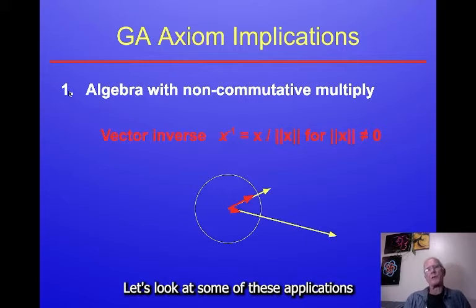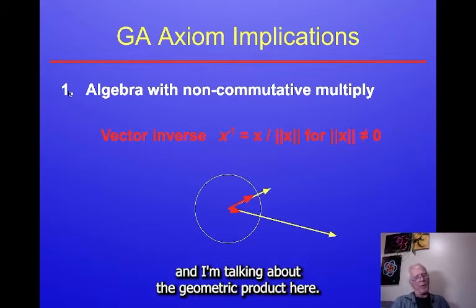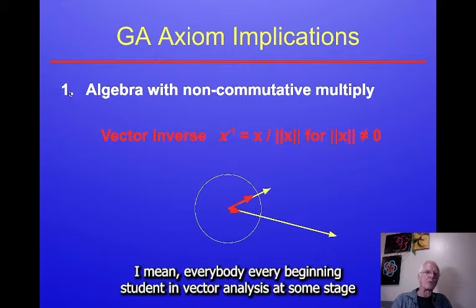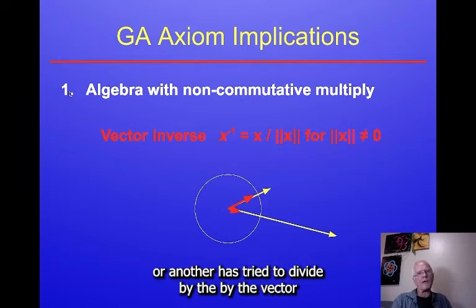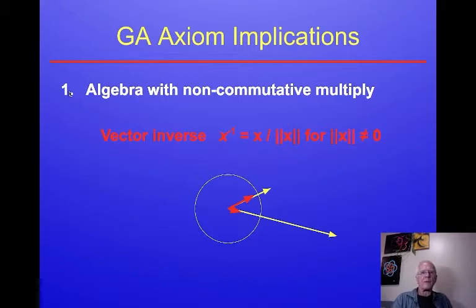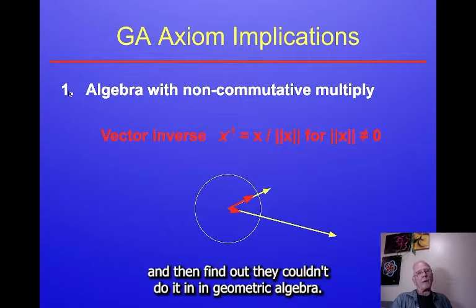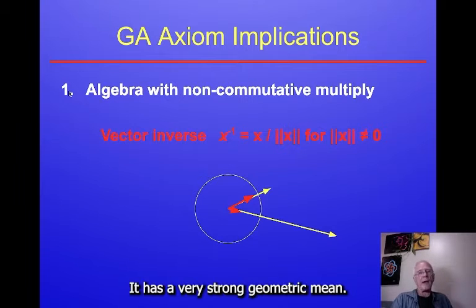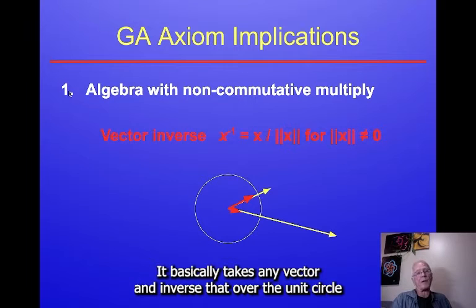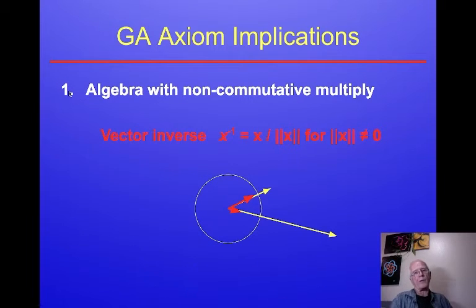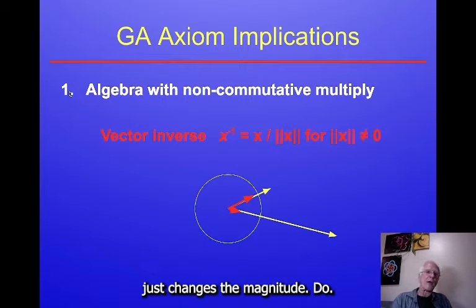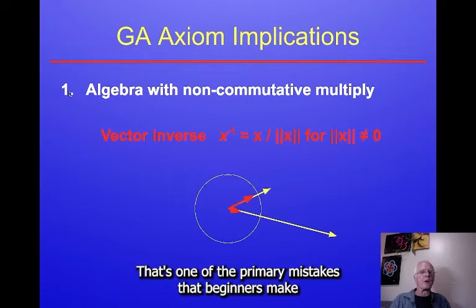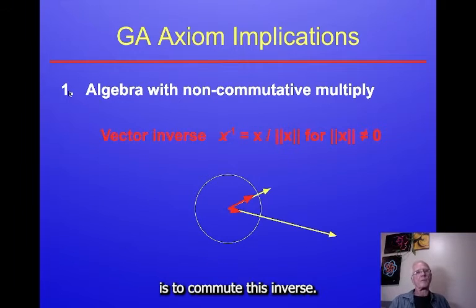Let's look at some of these applications. In geometric algebra, and I'm talking about the geometric product here, vectors have an inverse. I mean, every beginning student in vector analysis at some stage or another has tried to divide by a vector and then found out they couldn't do it. In geometric algebra with the geometric product, you have an inverse and you can basically divide by it. It has a very strong geometric meaning. It basically takes any vector and inverts it over the unit circle. Same direction, just changes the magnitude. Do keep in mind it's non-commutative though. That's one of the primary mistakes that beginners make, is to commute this inverse.